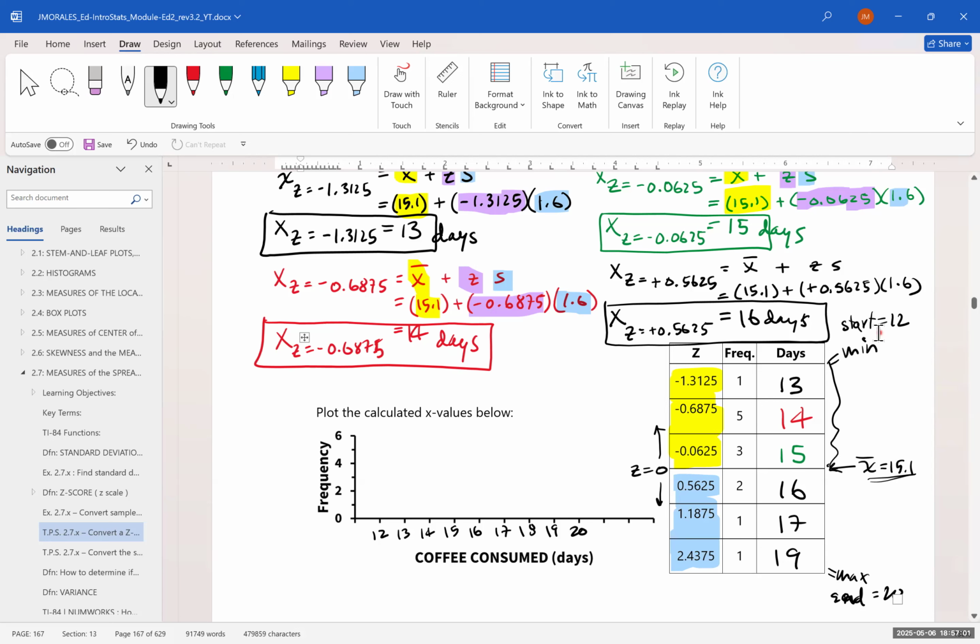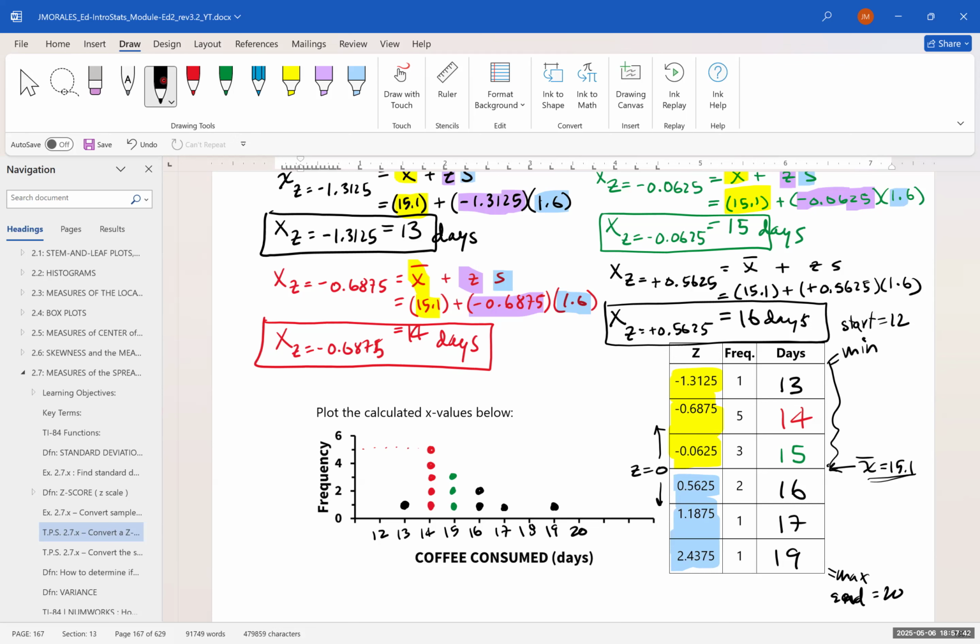All right, so we need 1 point at 13. We need 5 points at 14. So 1, 2, 3, 4, and 5 should be right there. Okay, 3 points at 15. So 1, 2, 3. 2 points at 16. So 1, 2. 1 point at 17. And 1 point at 19.